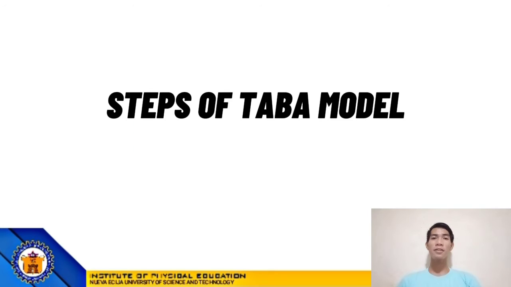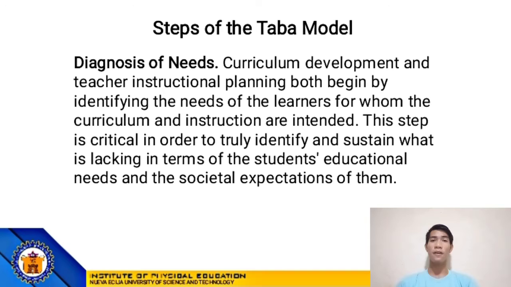So let's proceed to the steps of the Taba model. The first one is the diagnosis of needs. The curriculum development and teachers' instructional planning both begin by identifying the needs of the learners for whom the curriculum and instruction are intended. This step is critical in order to truly identify and sustain what is lacking in terms of the students' educational needs and the societal expectations of them.